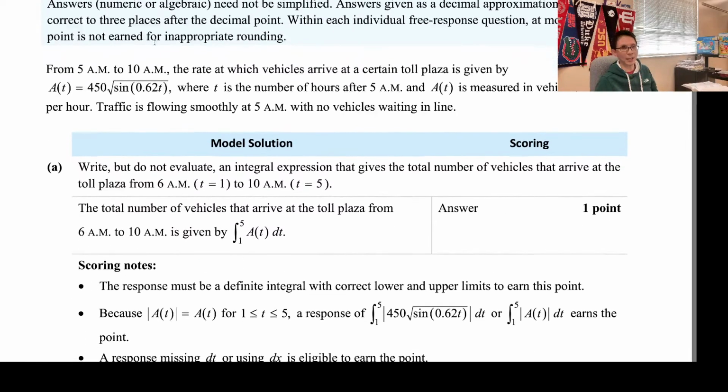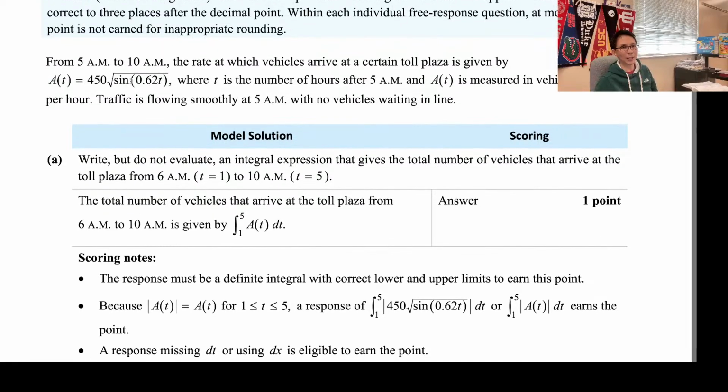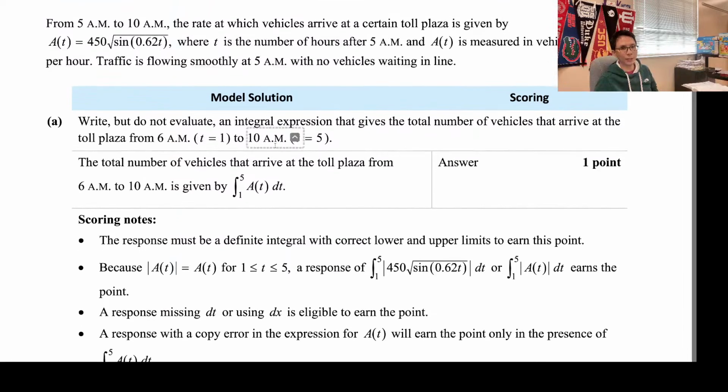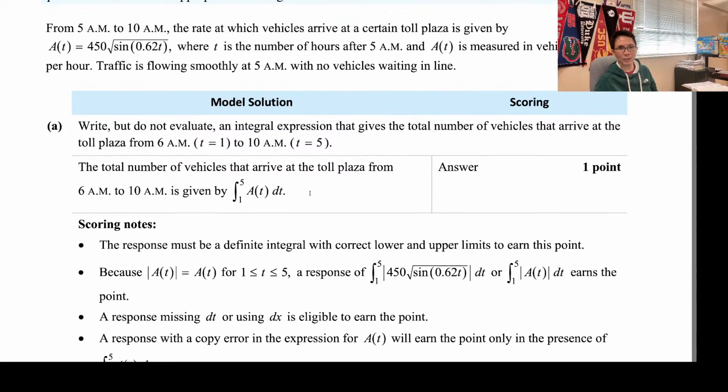So this question says A(t) equals sine of 0.62t. Now, if you look at the scoring guideline, they say just from 1 to 5, you must write down this part and you get the point, whatever that answer is. They didn't even want you to answer, right? They only want you to set up. It specifically says do not evaluate your integral. They also give you a point for putting absolute value. There was a reason for the absolute value, but it doesn't take points off.